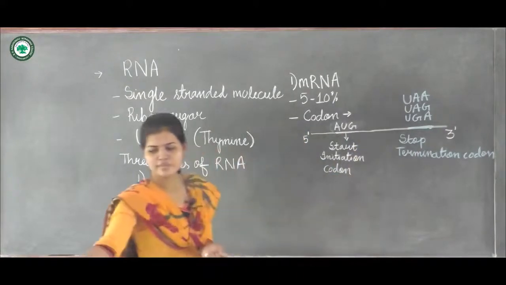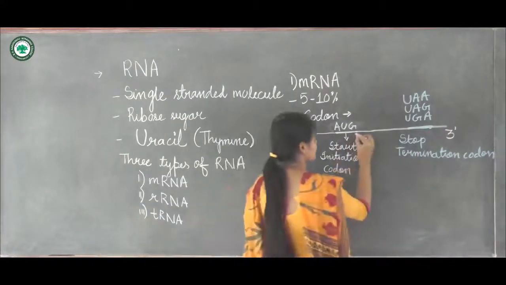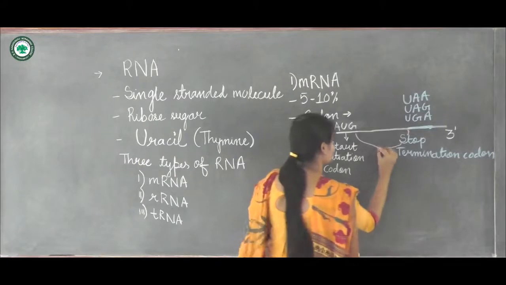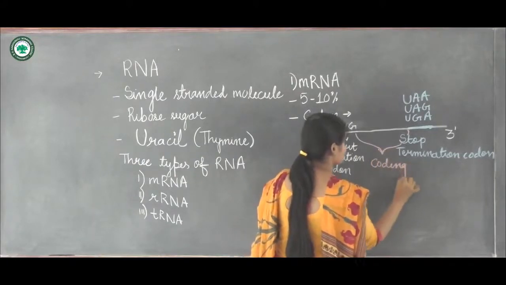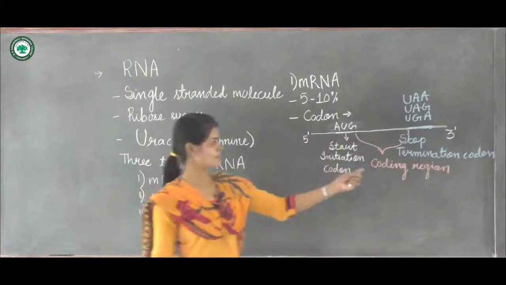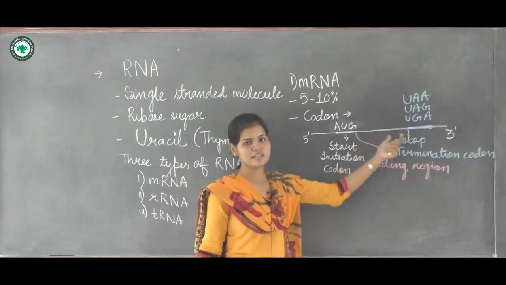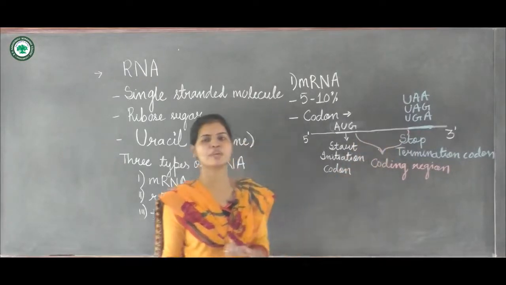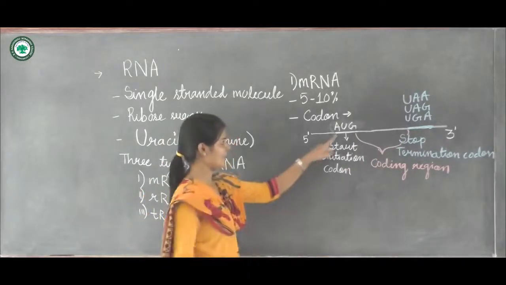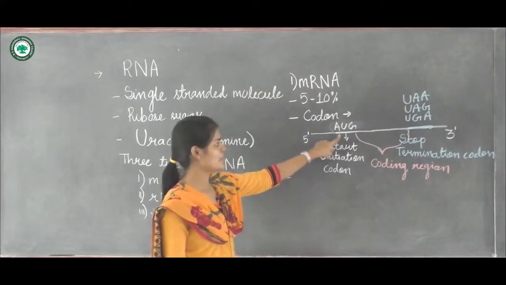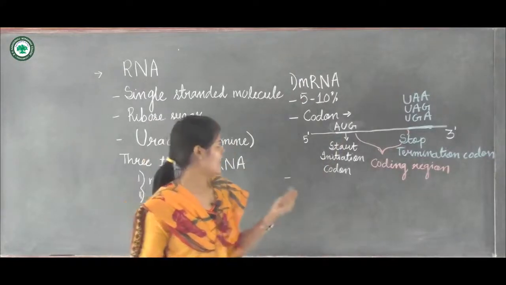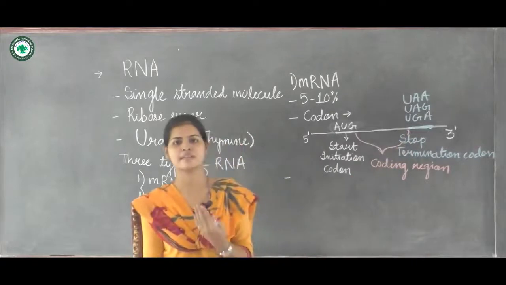there will be a region called the coding region. So in between the start and the stop codon there is a coding region, and this region codes for the synthesis of the protein. The start site is the site from which the protein synthesis process starts, and at the stop codon the protein synthesis terminates.